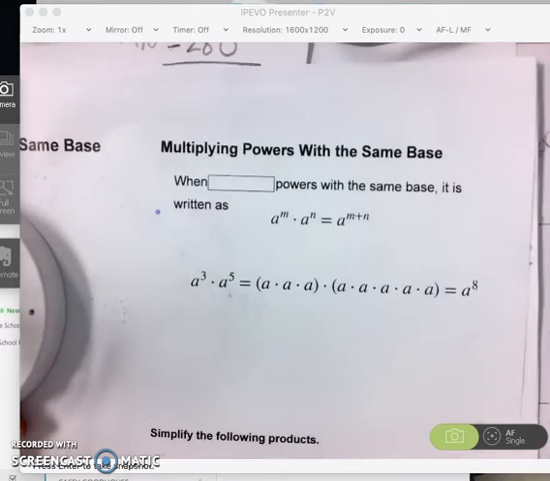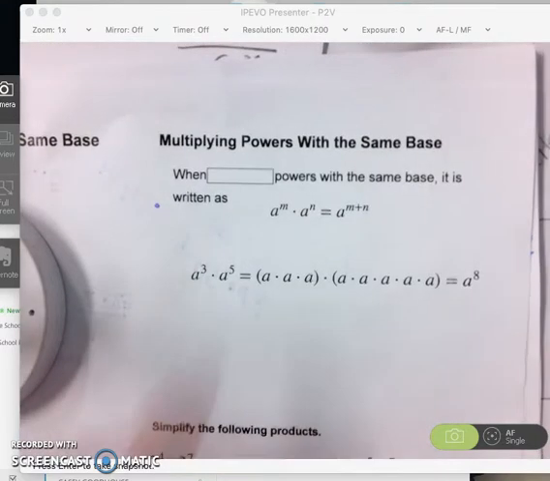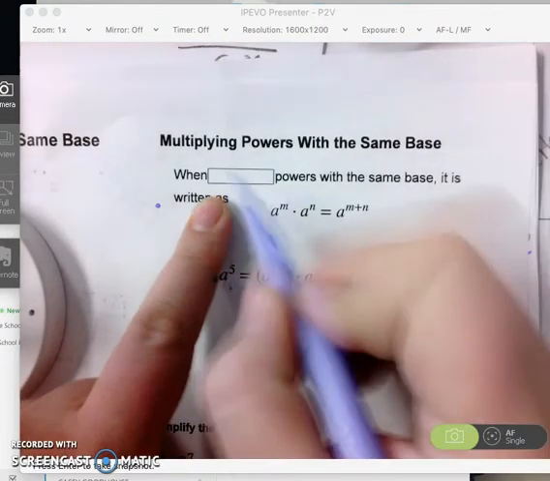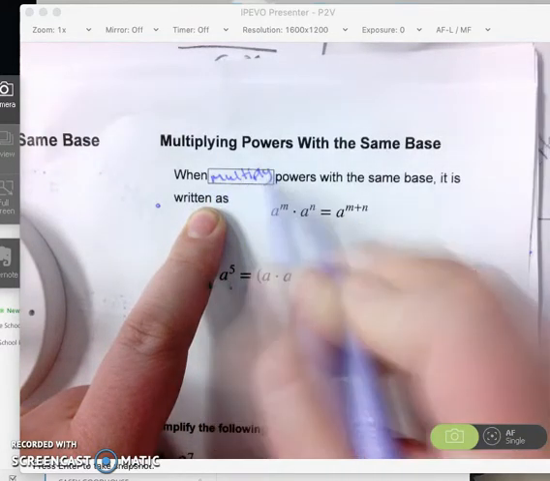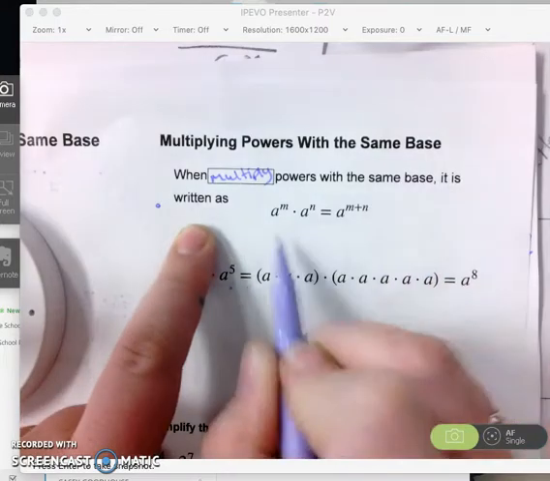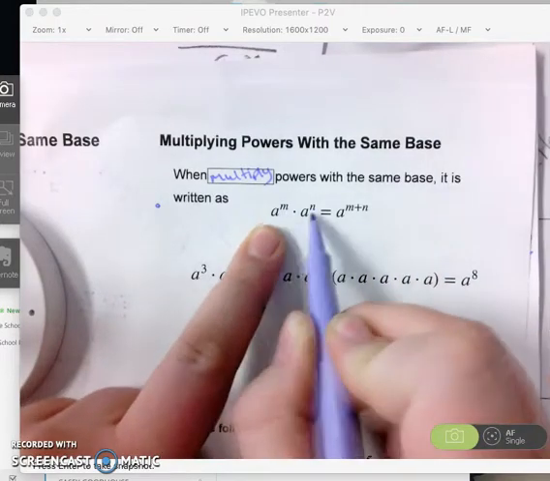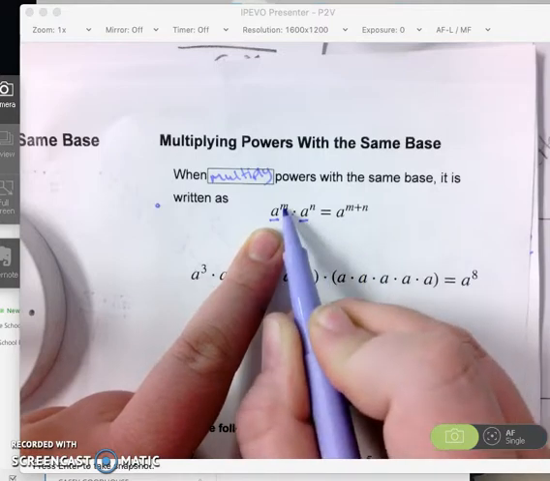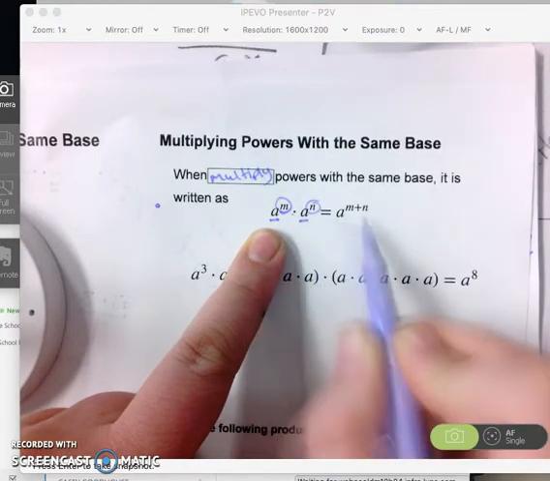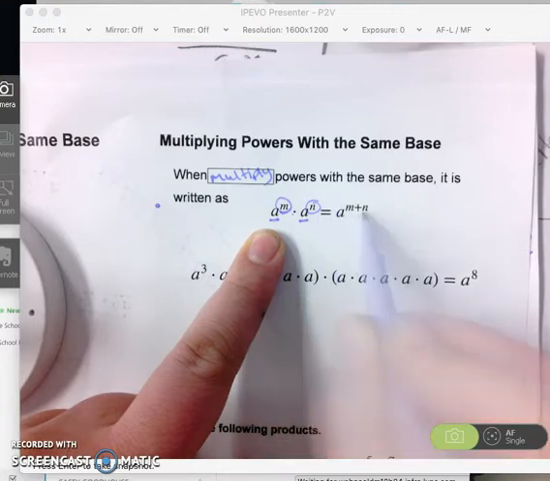All right, so when multiplying powers with the same base or like bases, it is written as this. All this is saying, the a is the base, and we're going to be multiplying them, so we are going to be adding their exponents. So m plus n.